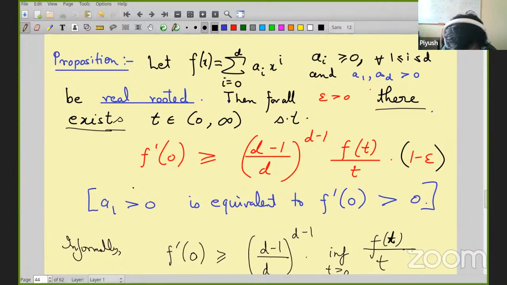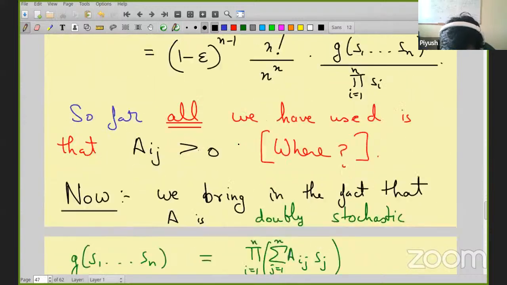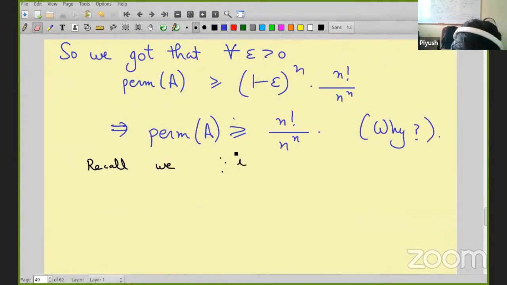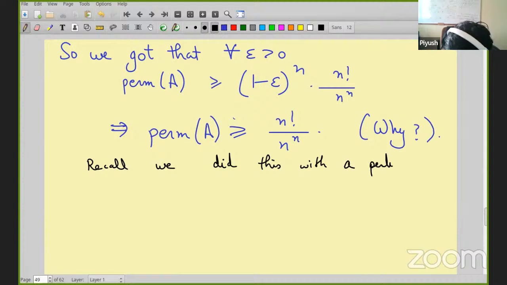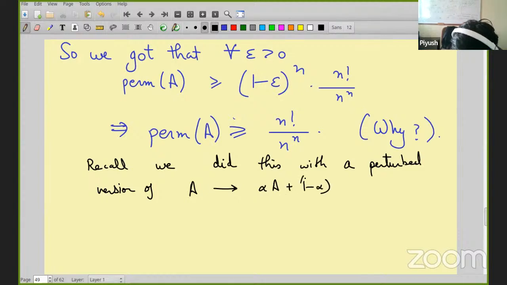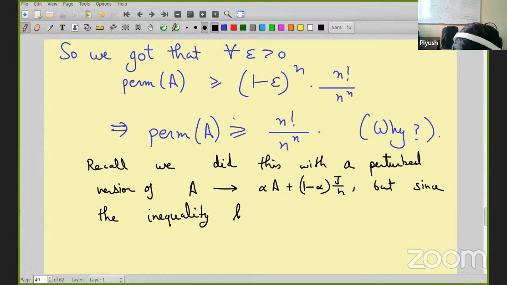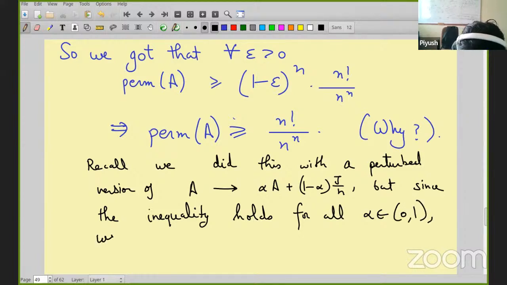So now the thing is to prove this proposition, and also just to recall that we did this with a perturbed version of A, which is Wilson's inequality. We get the inequality for A as well.